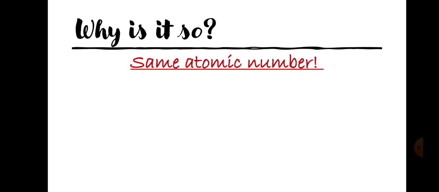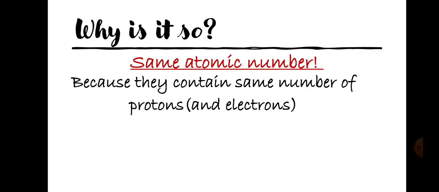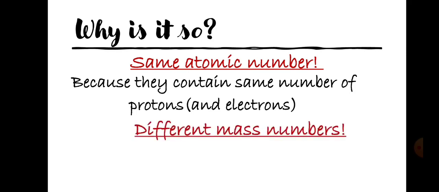Why do isotopes have the same atomic numbers? Because the isotopes contain the same number of protons, or we can say the same number of electrons. So we know that the number of electrons is equal to the number of protons and it is always equal to the atomic number of that atom. Why do they have different mass numbers?